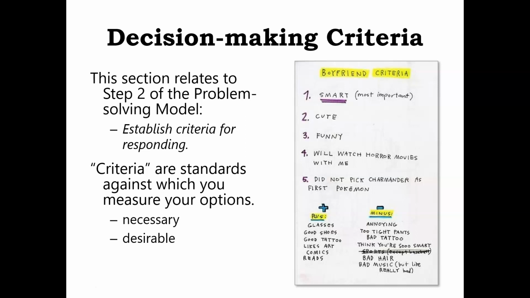Options can be good, but they don't necessarily have to. So if we look at the boyfriend criteria on the right, this particular person, what is most important? Number 1, smart. That is necessary. Everything else is probably desirable, but not necessary.